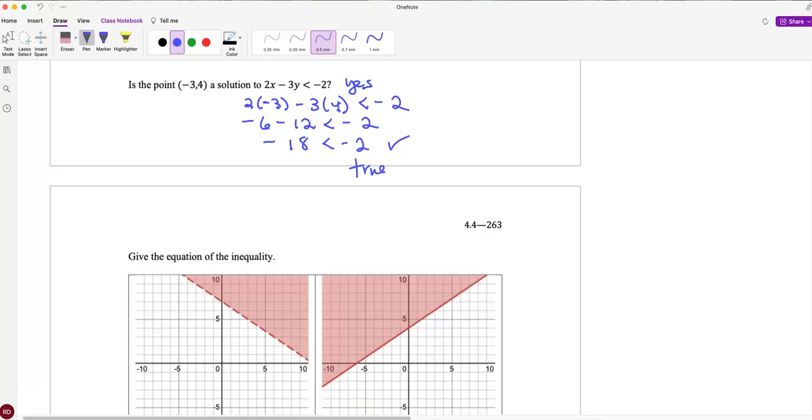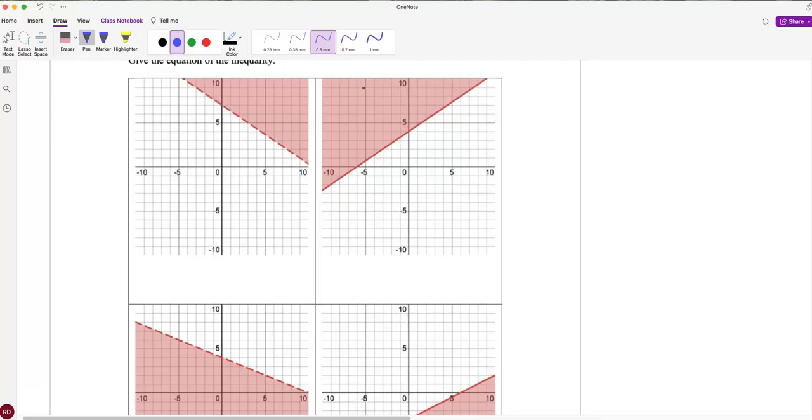Give the equation of the inequality. So I need to figure out what this line is. It looks like on this line, b is equal to 7, and it appears that the slope is what, 2, and this is 3. So m equals negative 2/3, and I'm shading above the line, so it's going to be y is greater than negative 2/3 x plus 7.